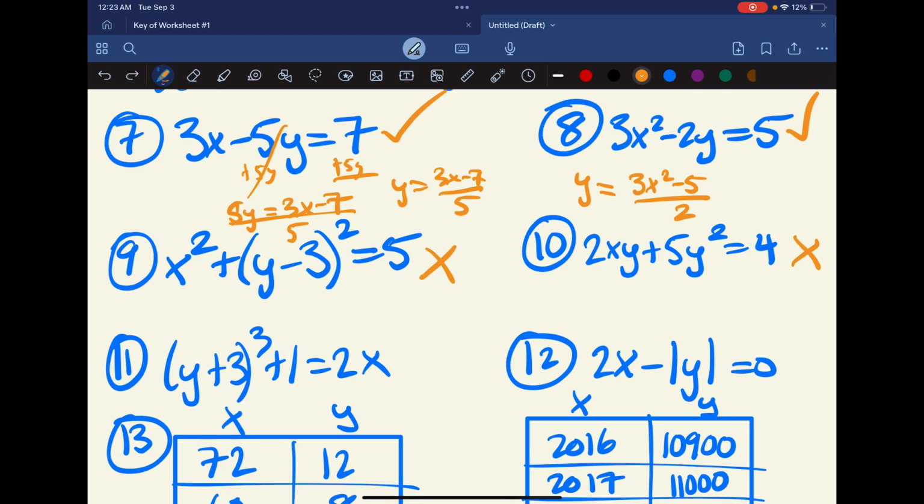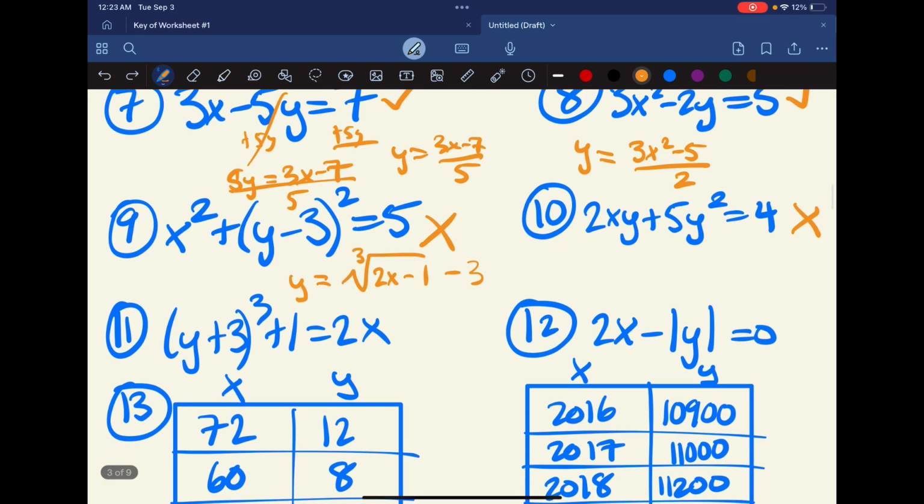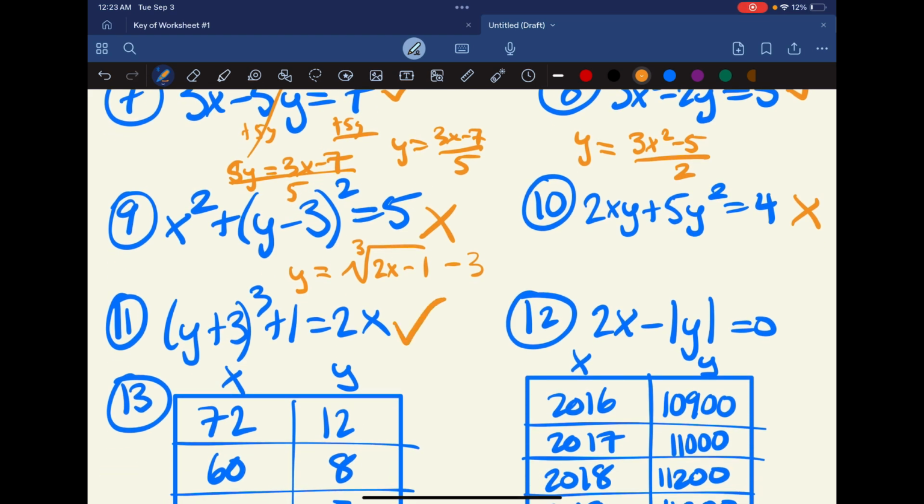And we could do the math on this, and it would be like y equals the cube root of 2x minus 1, and then all of that minus 3. And the key difference here is when you take the radical of an odd power, you don't pick up that plus or minus that you did when you took the radical of an even power. So this one would be a normal graph. So this one would get a check mark.